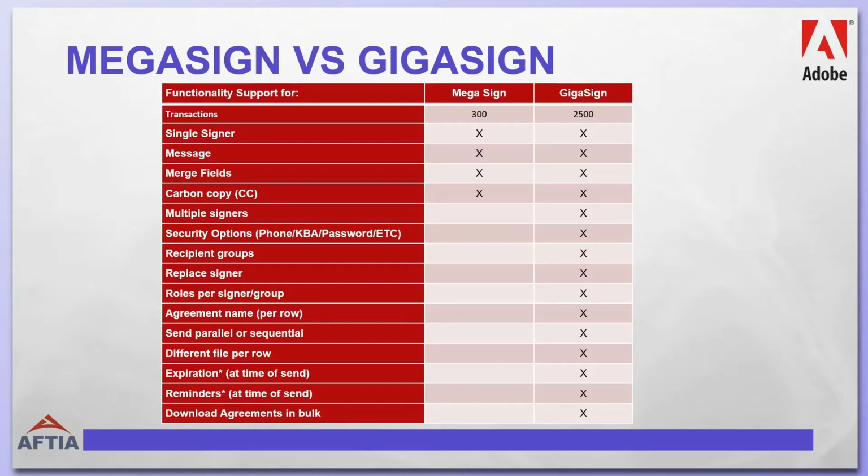From a management perspective, one of the features of GigaSign that I like a lot is the fact that you can download all of those transactions in bulk. So again, this can be done from the utility itself. It's not going to be done through the Adobe Sign dashboard.